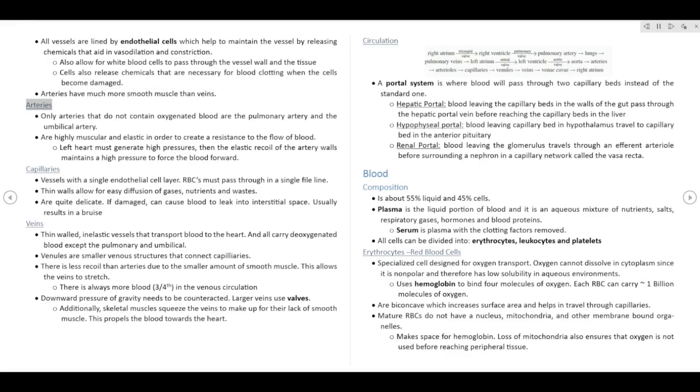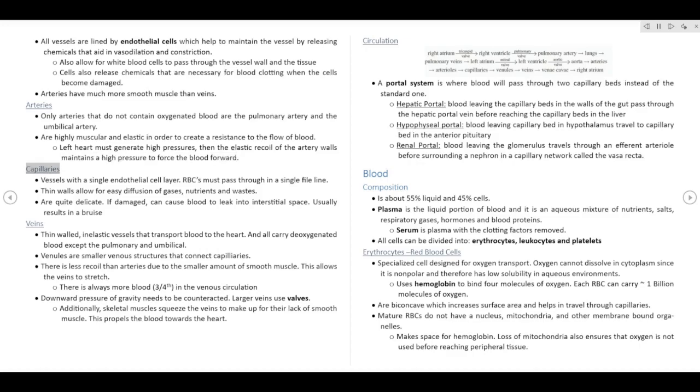Arteries. The only arteries that do not contain oxygenated blood are the pulmonary artery and the umbilical artery. Arteries are highly muscular and elastic in order to create a resistance to the flow of blood. The left heart must generate high pressures, then the elastic recoil of the artery walls maintains a high pressure to force the blood forward.